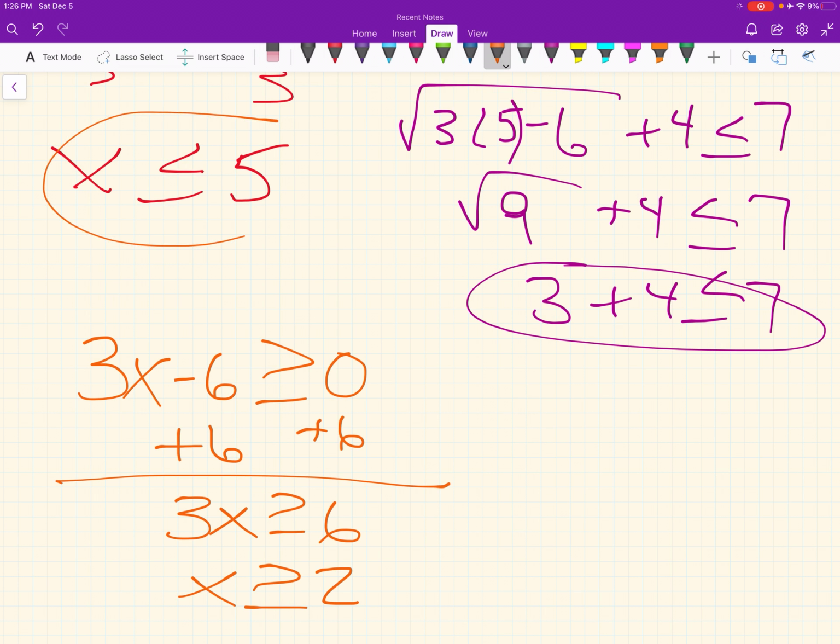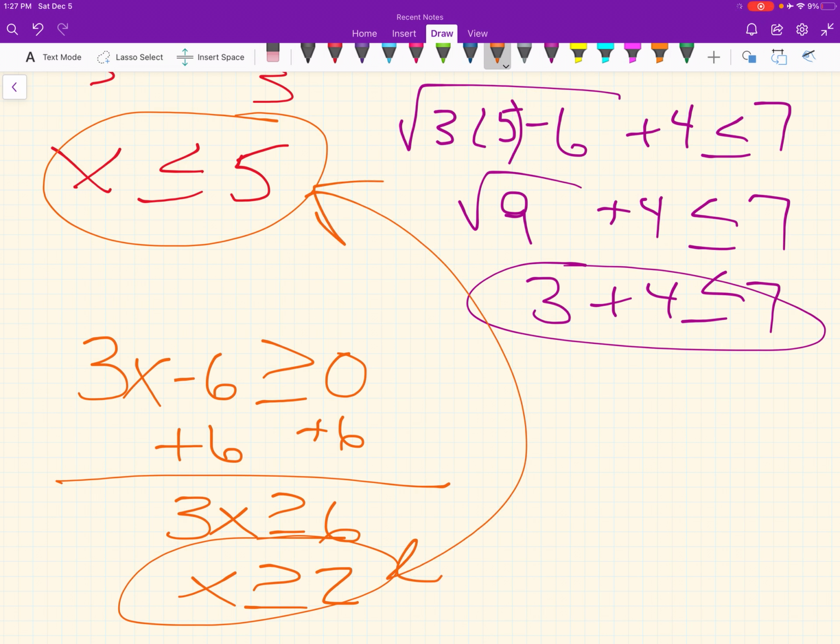So we really have two boundaries. X actually is between two things. X is bigger than or equal to 2, but less than or equal to 5. So x could be from 2 to 5, but that's it, because any other value would cause a negative number under an even index, which causes an imaginary number, which we're not doing right now. Okay? So that doesn't give you a real solution.